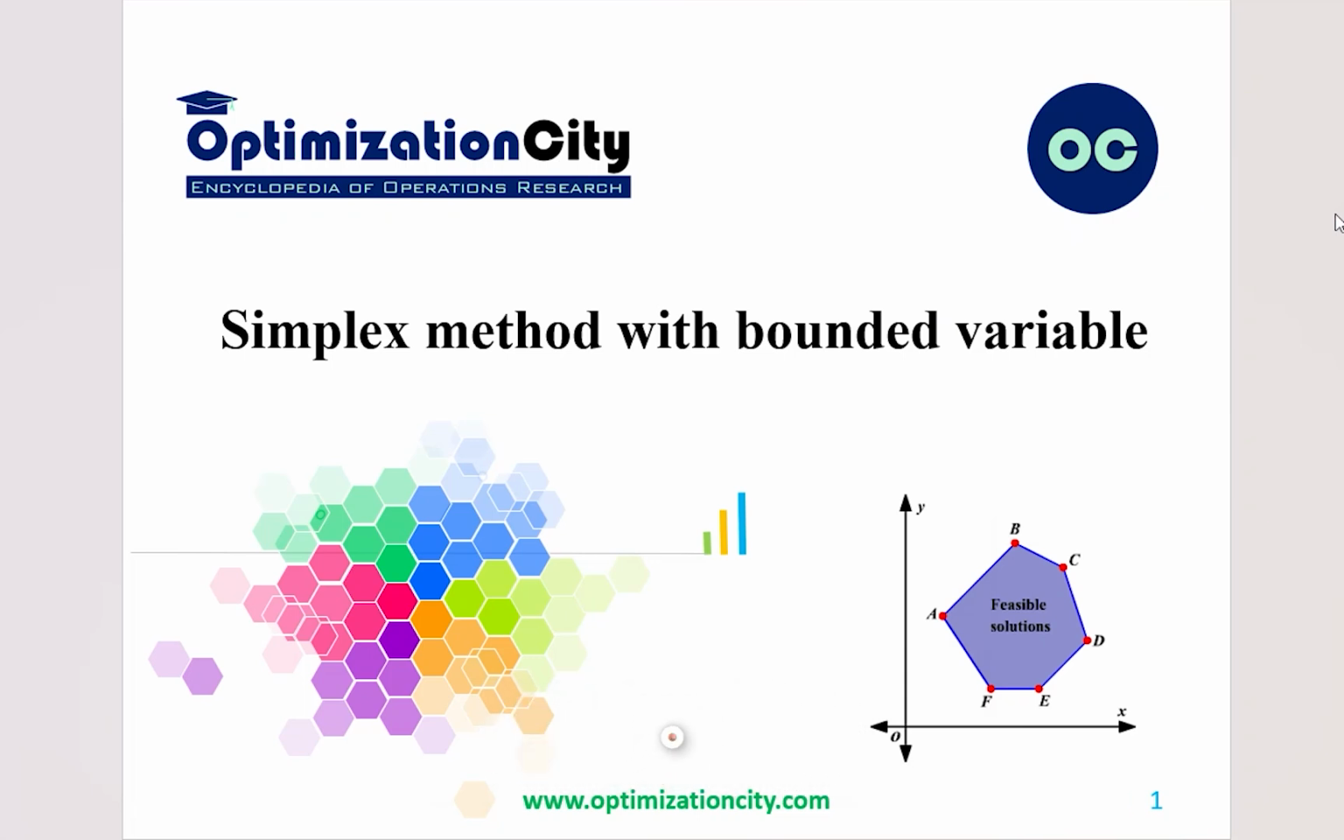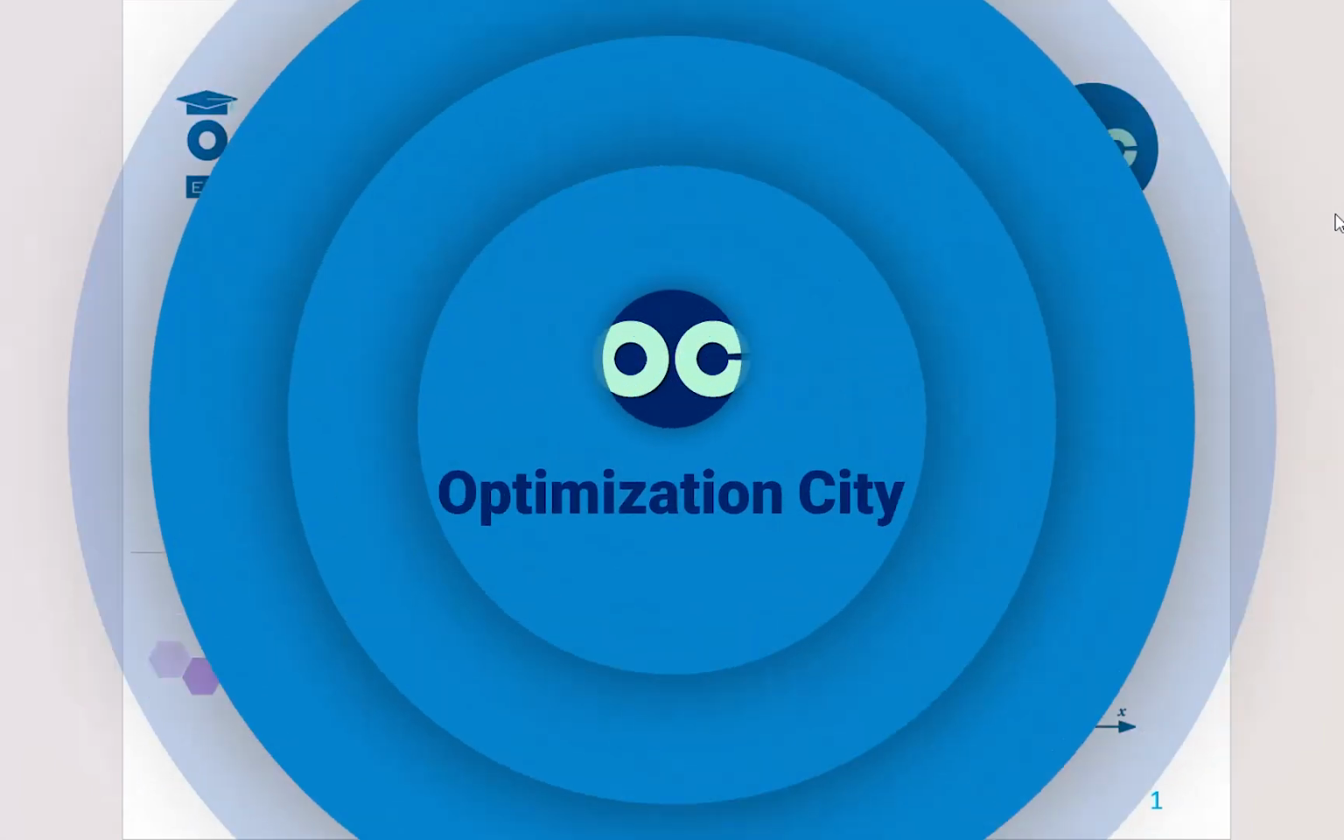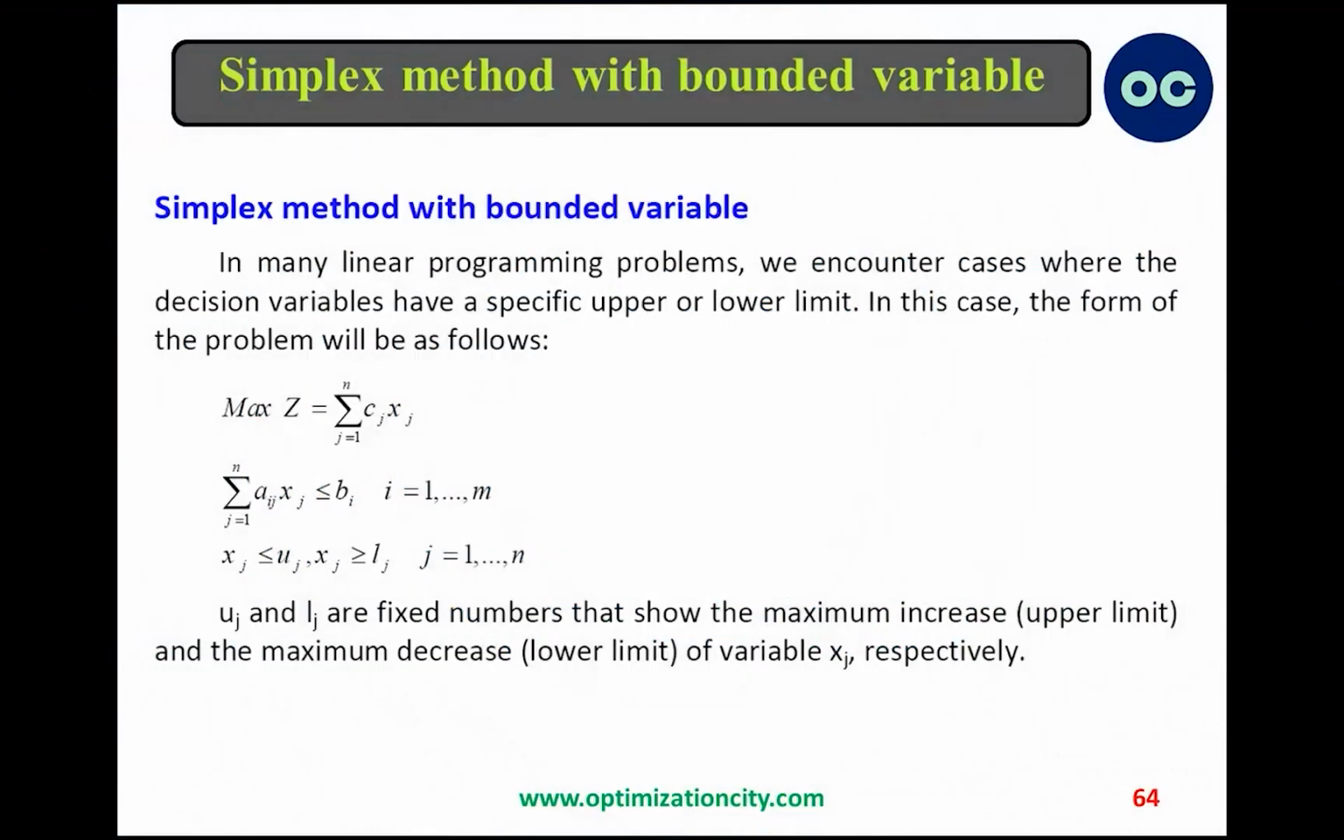In this film, we are talking about the simplex method with the bounded variable. Let's get started. The simplex method with the bounded variable is used in the linear programming model where decision variables have upper bound or lower bound, where uj and lj represent the upper and lower limit of the variable respectively.